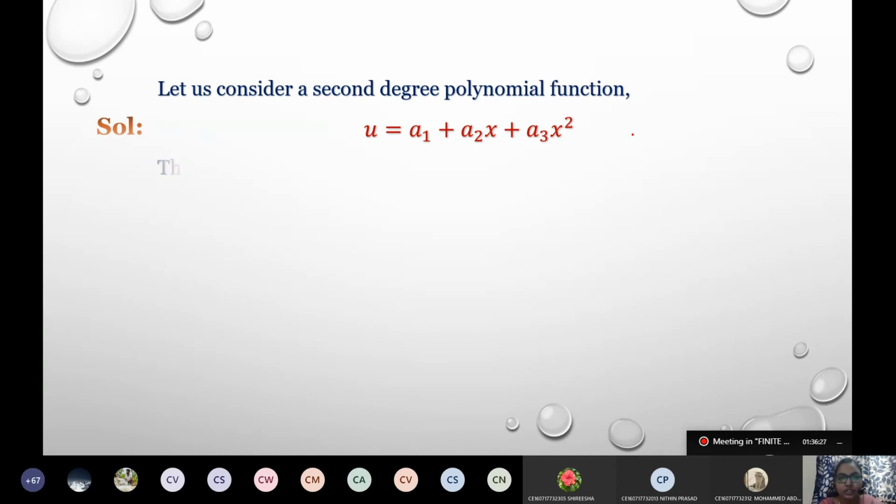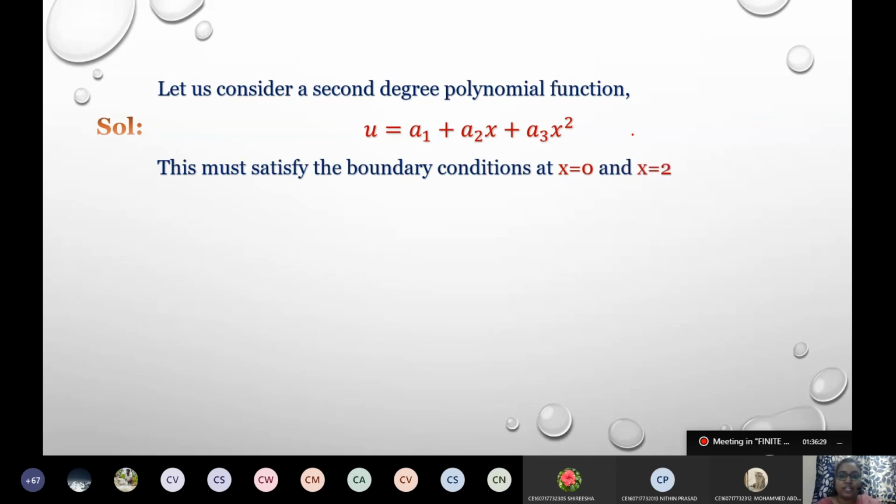Now, what are the boundary conditions I have told you? At x is equal to 0, our u value is 0. There is no displacement at x is equal to 0. There is no displacement at x is equal to 2 also. So what are we going to do?